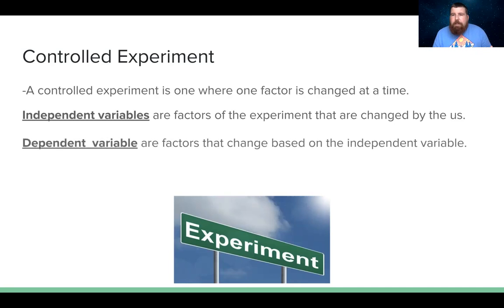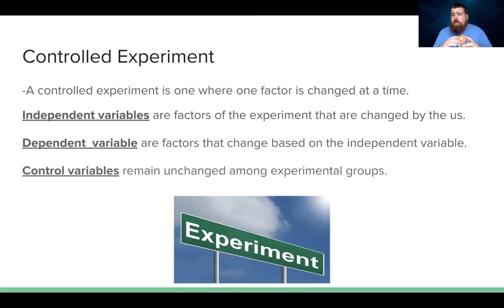Next, we have the dependent variable. The dependent variable is the factor of the experiment that is changed based on the independent variable. So going back to my example, if I stopped watering a plant, what's probably going to happen? The plant's going to die. It is not getting an essential resource that it needs. So the dependent variable in this case is the plant dying.